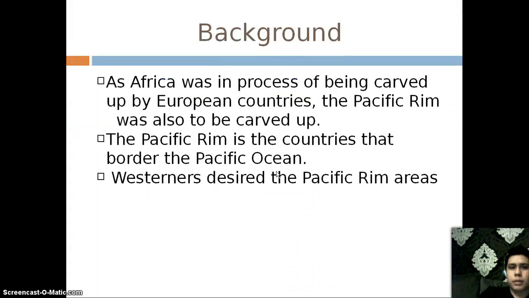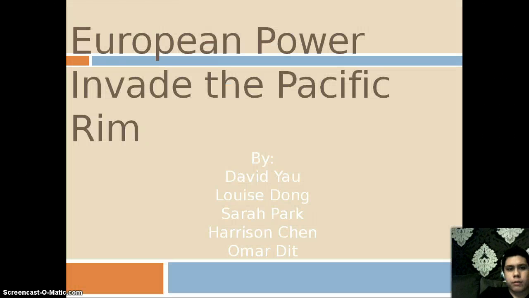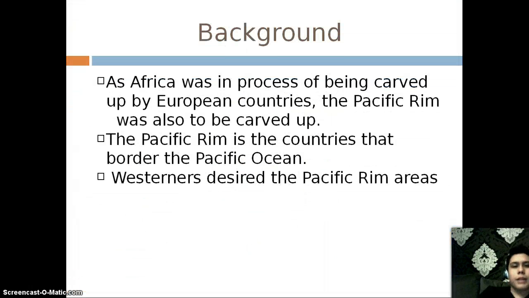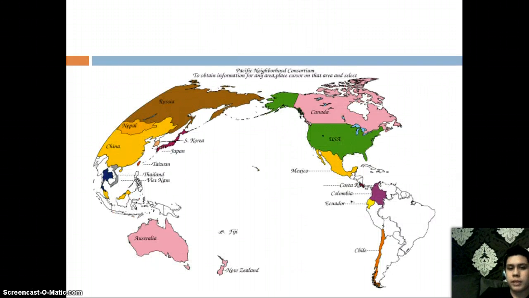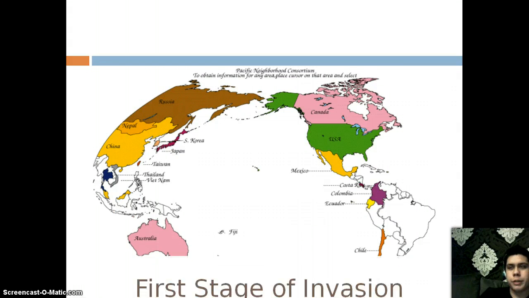The background of European powers invading the Pacific Rim. As Africa was in the process of being carved up, the Pacific Rim was also to be carved. The Pacific Rim borders the Pacific Ocean. Westerners wanted to have the Pacific Rim areas. This is the map of the Pacific Rim and Pacific Ocean areas.